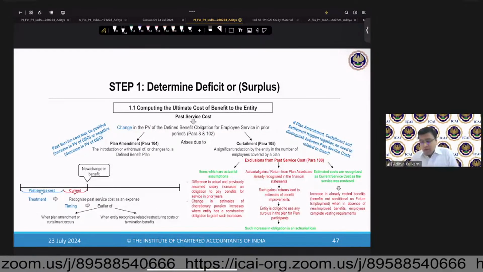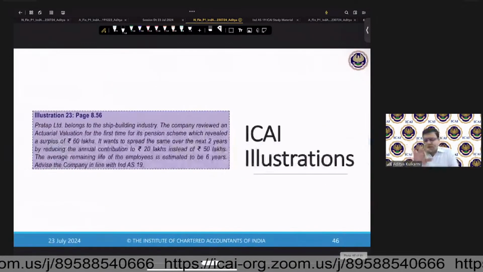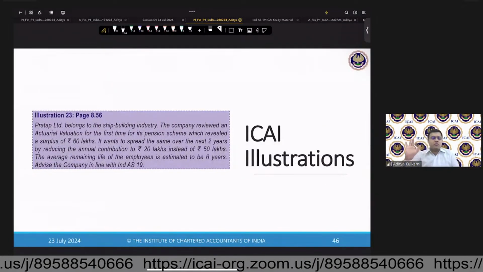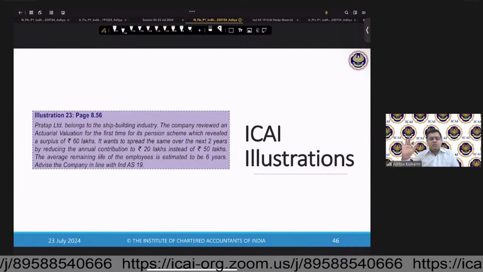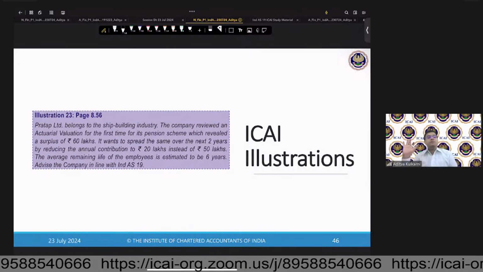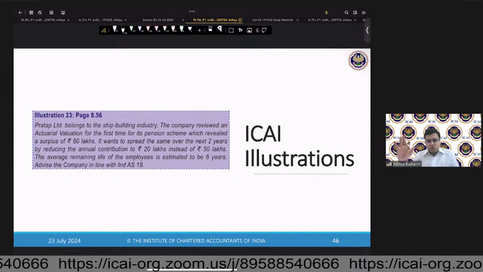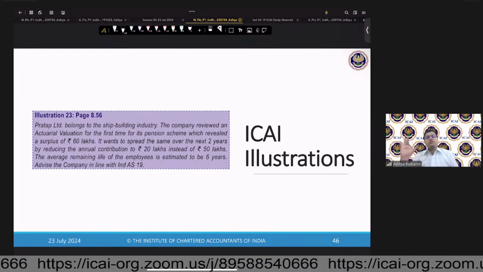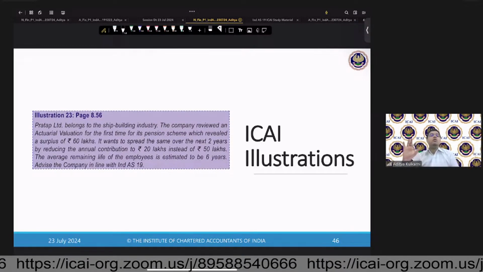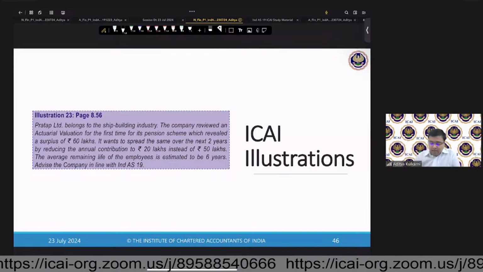Now, everything up to current service cost is finished. We are all done with defined benefit obligation accounting in the current period. Whatever happened in the current year, that accounting we are all okay with it now. Coming next.